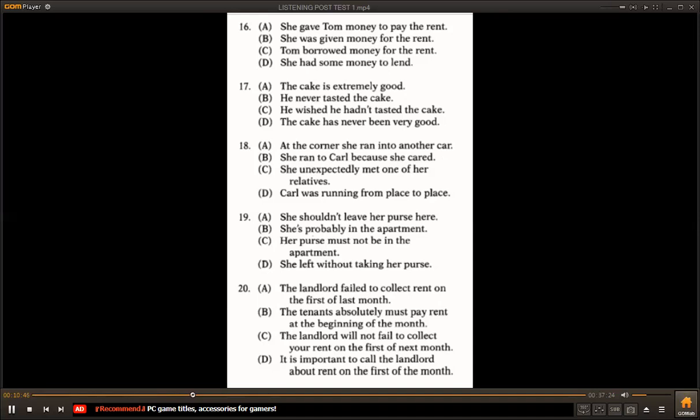Number 18. Why are you so late getting here? Oh, I ran into my cousin Carl, and we stayed and talked for a while. What does the woman mean?